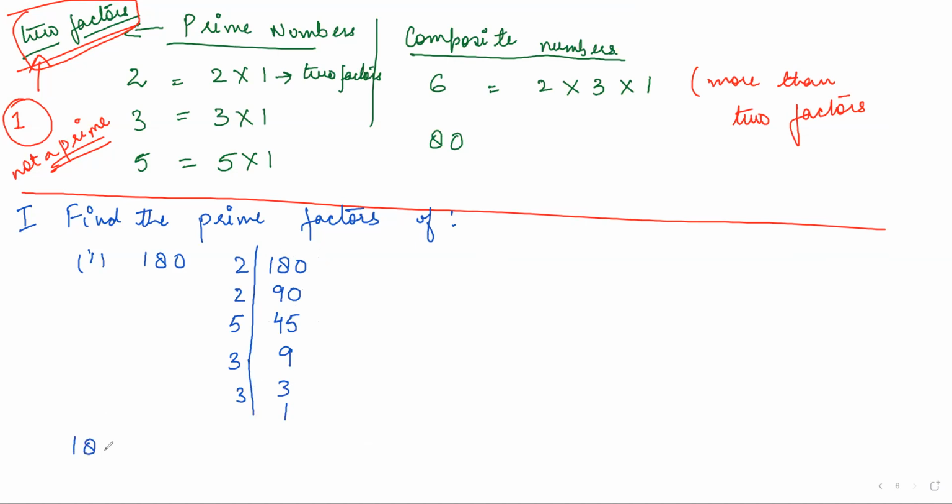So that means this composite number 180, we have broken it into a product of primes, that is 2 into 2 into 5 into 3 into 3. Is that okay? Yes, ma'am.